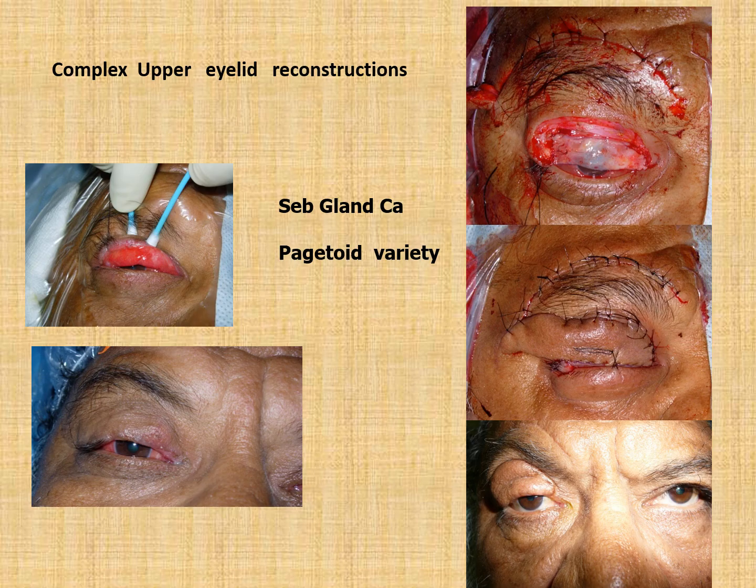A pagetoid spread due to the sebaceous gland, which was excised completely and reconstructed using the Fricke flap for the cover.